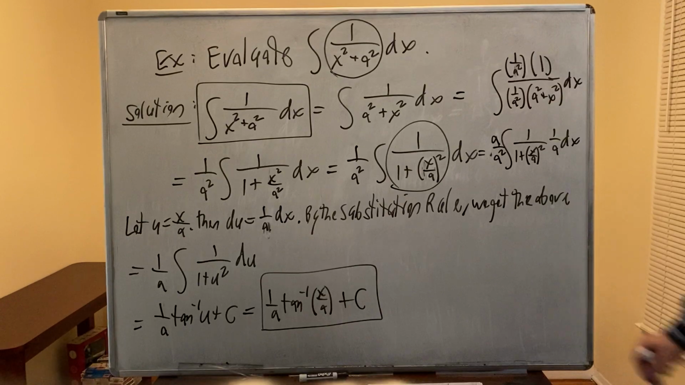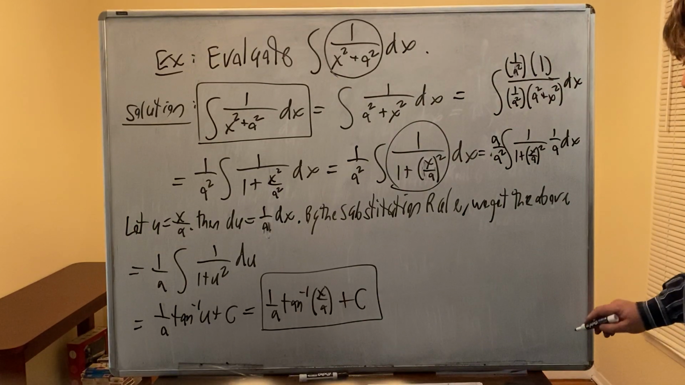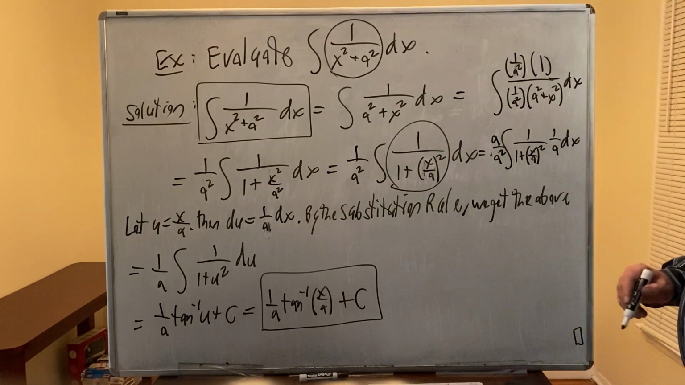And so we evaluated the integral of 1 over x squared plus a squared. It's 1 over a tan inverse of x over a plus c. And now we're done with that example also.